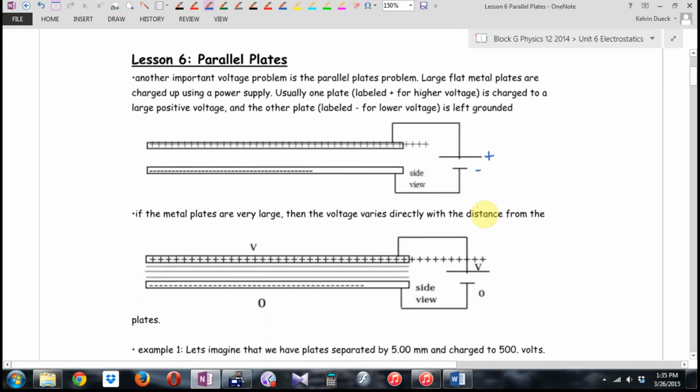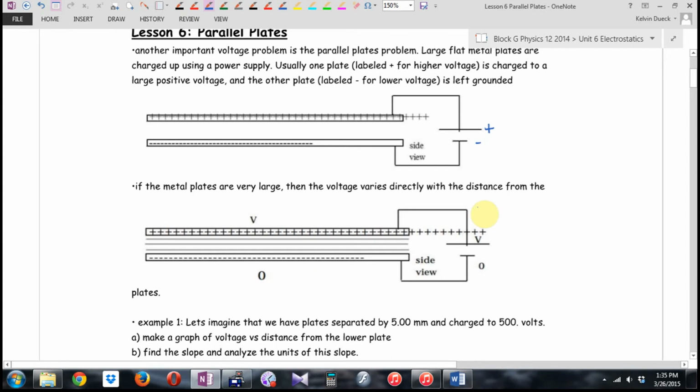the voltage varies directly with the distance from the plates. Say what? I'll show you what that means. Let's suppose, don't write this down, just watch. Suppose this was 1,000 volts, and this was 0 volts. What that means is to travel from here to here, you go through 1,000 volts. But even more than that, Grayson, let's suppose that this distance here was 5 centimeters.